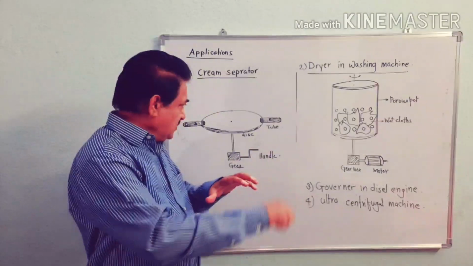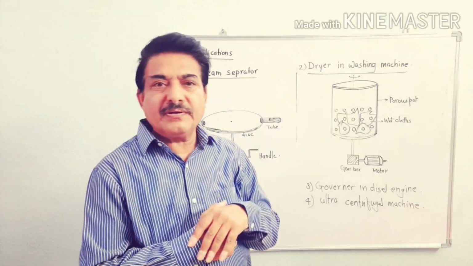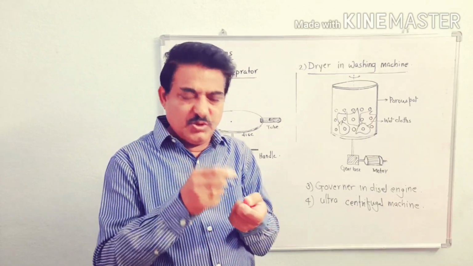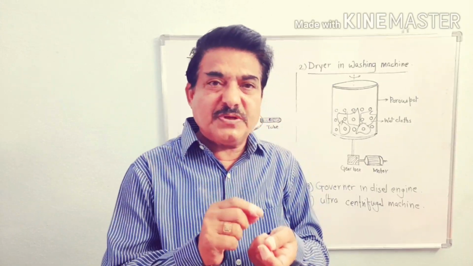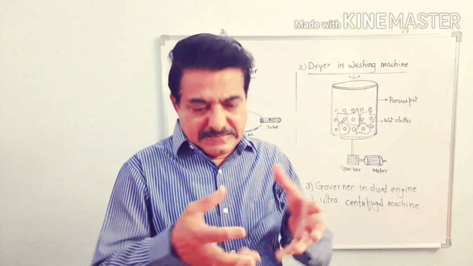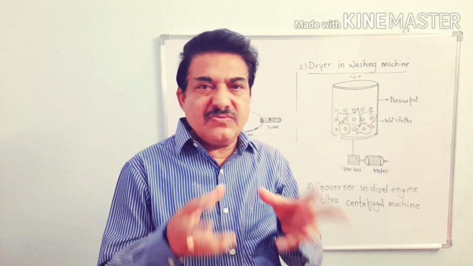When this handle is rotated, the disc will rotate. That is, the milk in the tube and some few drops of the acid are added to the milk. As this milk gets churned, it is converted into curd.